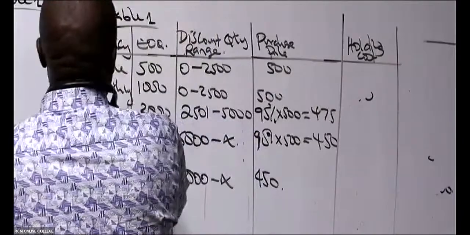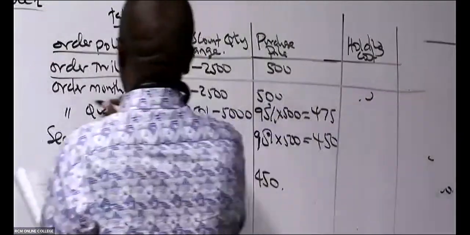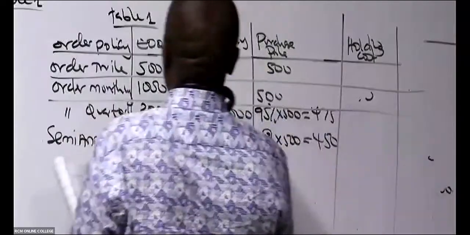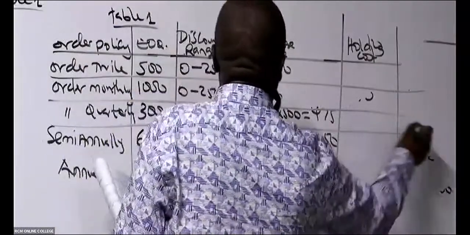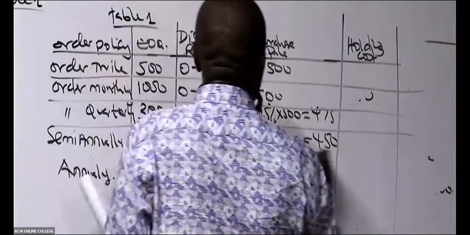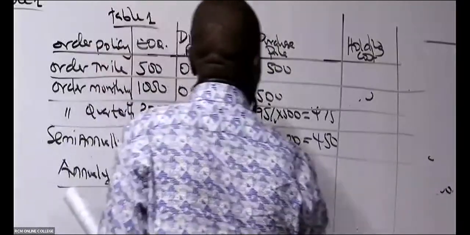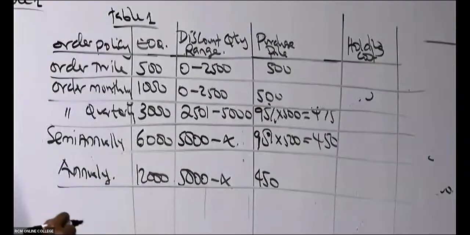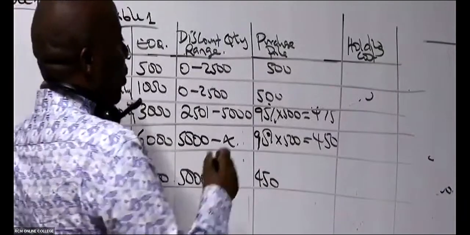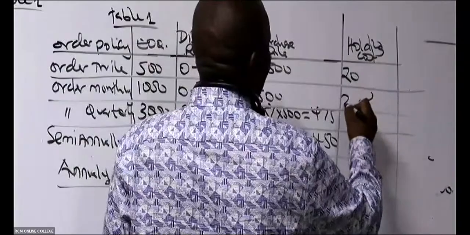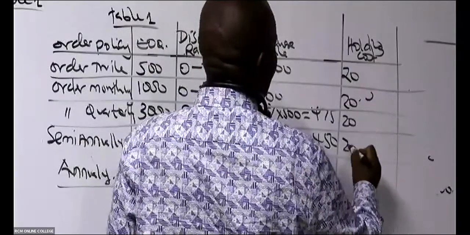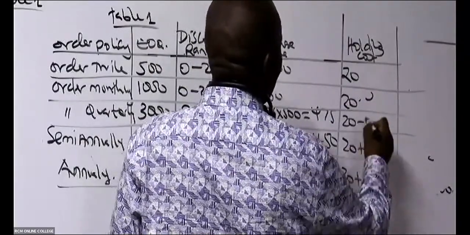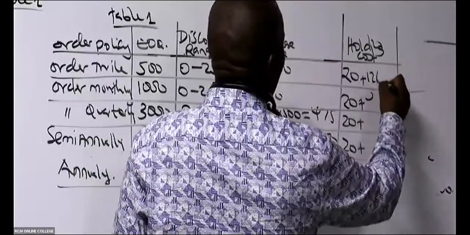So when you come to the first class, advanced management accounting, especially inventories, you just need to be organized. If you're very organized, you cannot fail in this paper. So the holding cost, we know that this 20 is applicable throughout, plus 12%.